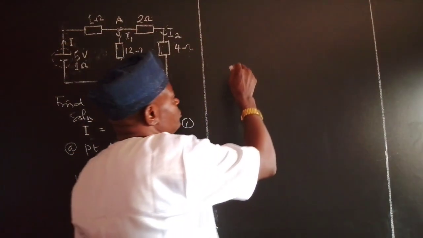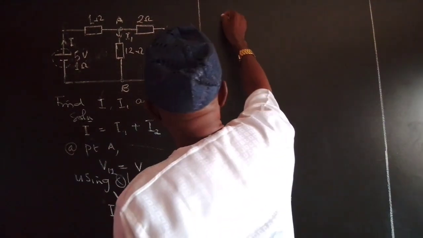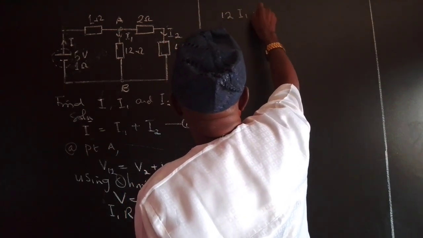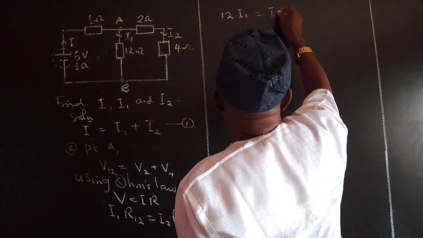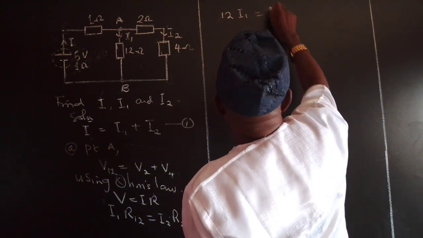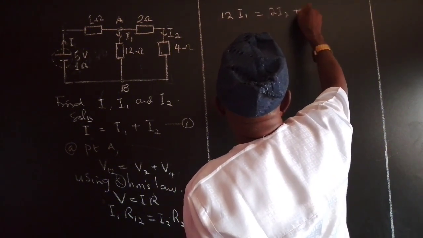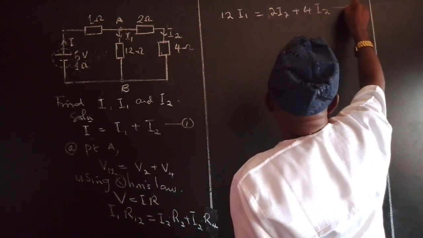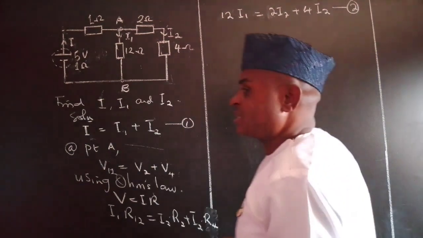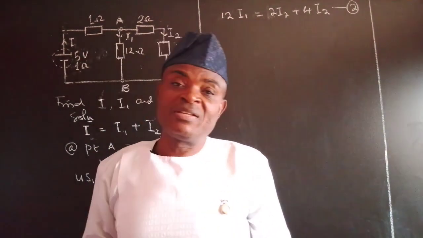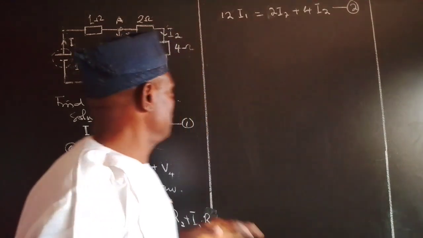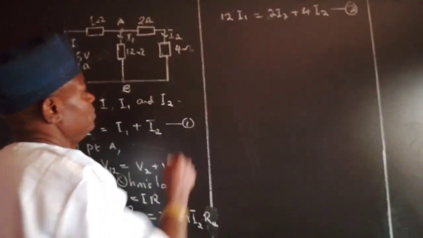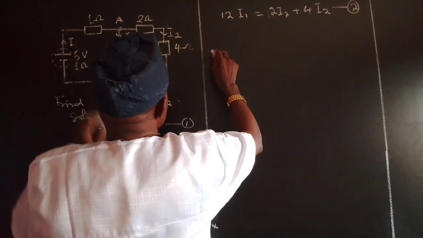So if we substitute the values, what we are going to have is 12I1 equals 2I2 plus 4I2. Call this one equation 2, because the two equations will be very relevant to the determination of the currents. All right, the next thing we are going to do is to write the equation of electromotive force.